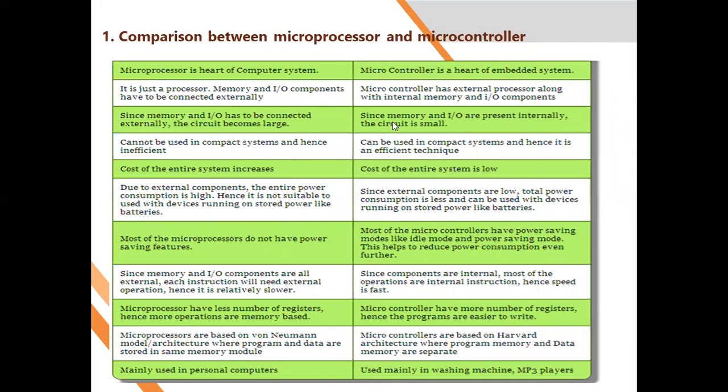The microcontroller is on a single small chip, tightly mounted, while the microprocessor cannot be used in a compact system. Why? Because you are connecting all the devices externally, so how can you make a compact structure? As it is already present inside the microcontroller, that's why it is compact. Compact means its size is small. Otherwise, the cost of the entire system increases.